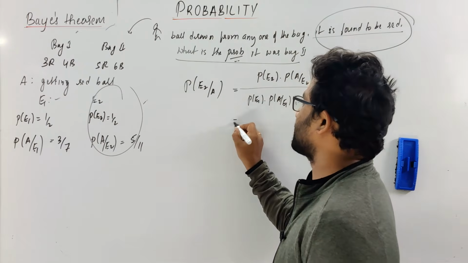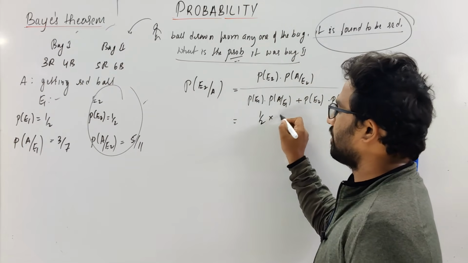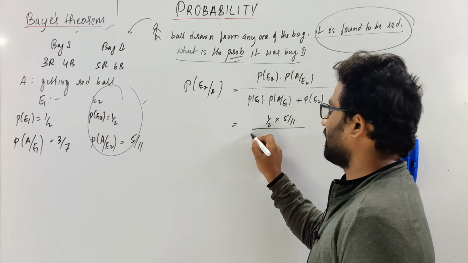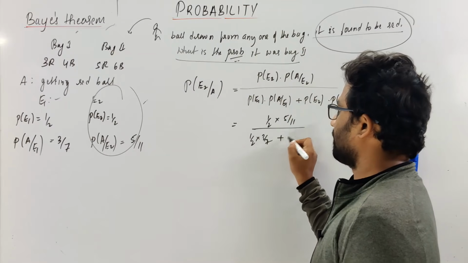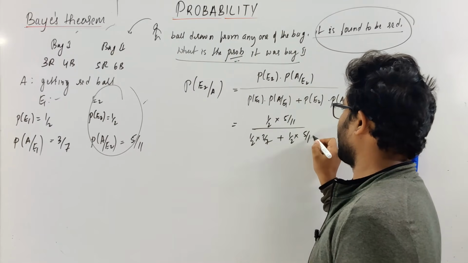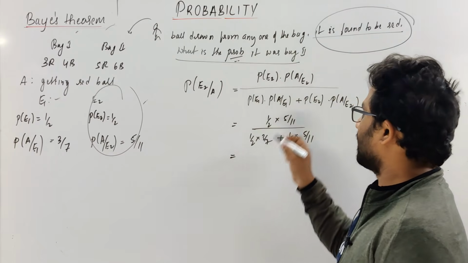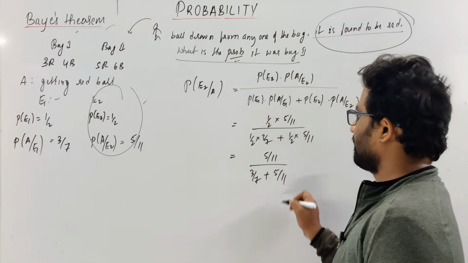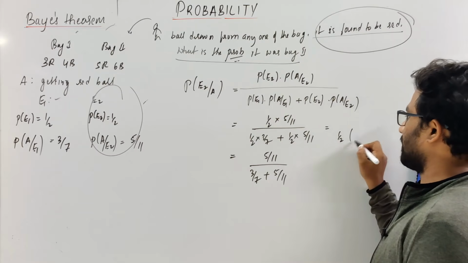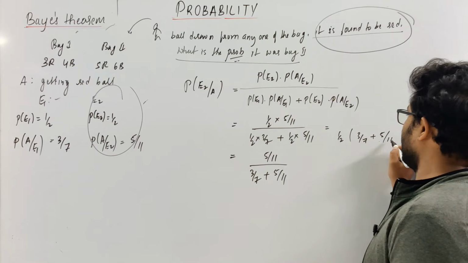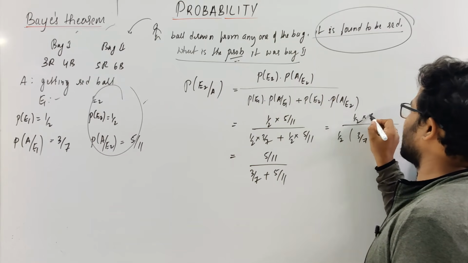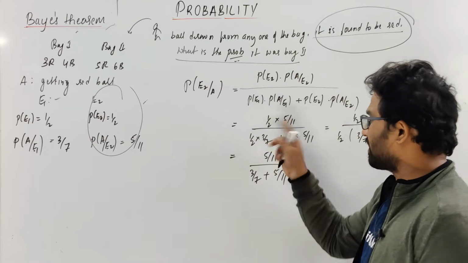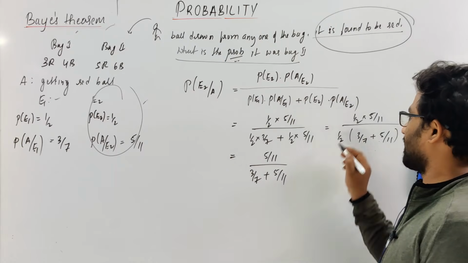Next steps you have to write. You substitute everything: half into 5/11 divided by half into 3/7 plus half into 5/11. You can show the steps here also. Take half out, half is common. So 3/7 plus 5/11. Don't use calculator and write in decimals. I've seen some students convert 5/11 to decimals, 3/7 to decimals, and it is a headache. Do the simplification as easily as possible. Half cancels.